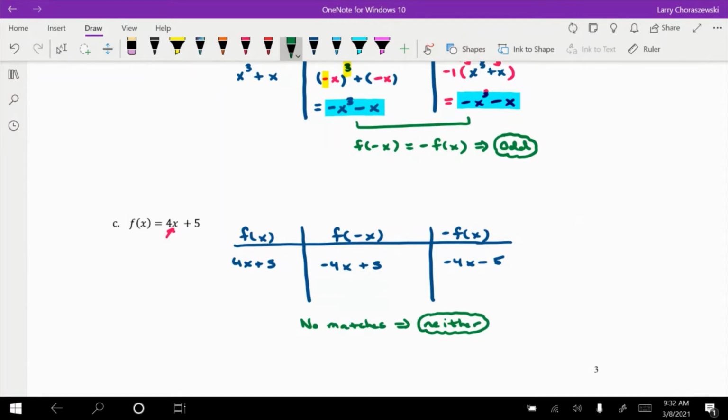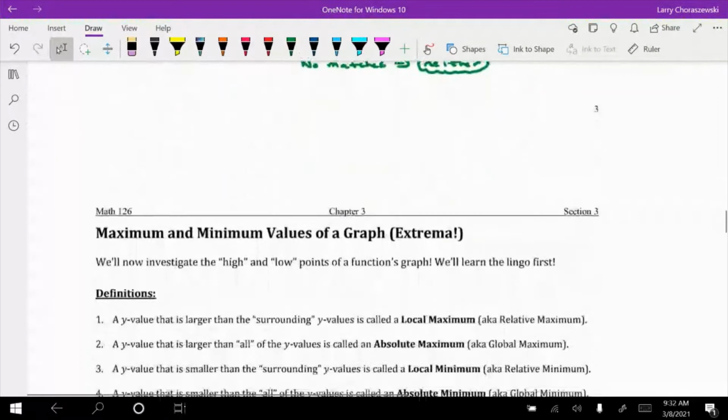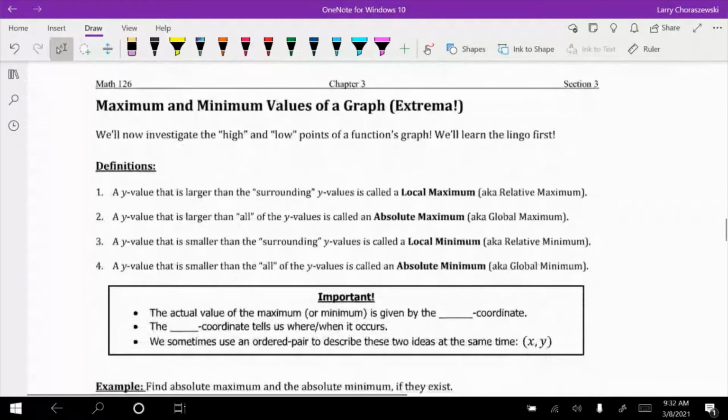Okay, and that's it for the even and odd function part of this note packet. Do you guys have any questions about this particular topic? Okay. Well, we'll now get into the behaviors of functions.